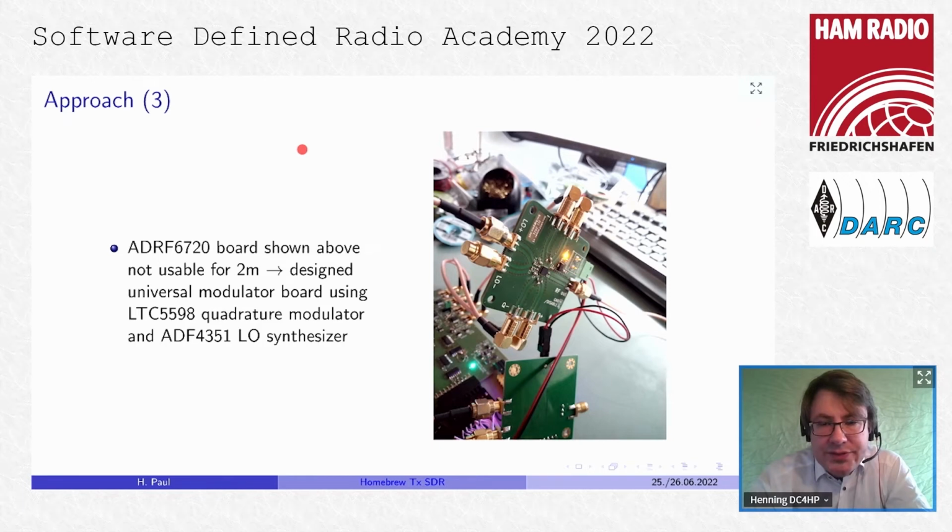Before that, I would like to show a quick picture of a modulator that I quickly designed. It's basically inspired by the evaluation board. It's a modulator in order to do VHF, so 2 meters, because the other board that you were shown before, from 2016, is only suitable for 70 centimeters and up. So for VHF, I needed this board here.